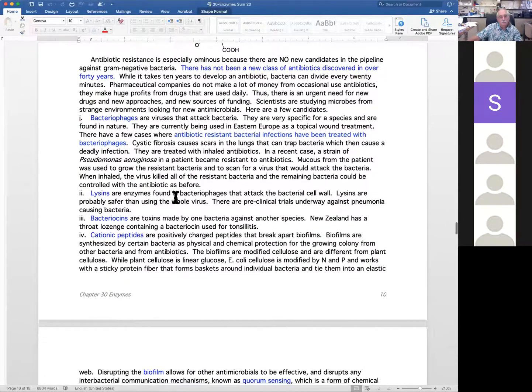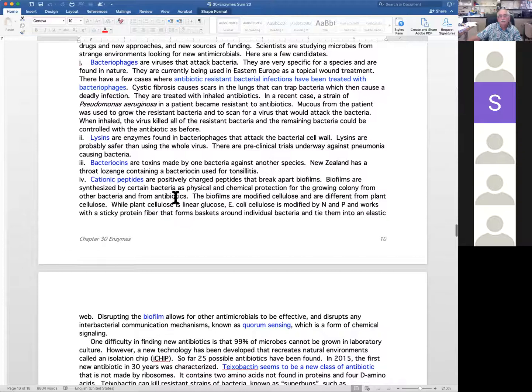So here are some of the things that they're trying to replace antibiotics. So a virus that attacks bacteria. I remember when I first learned about that, it's like, what? A virus that attacks bacteria? Revenge.